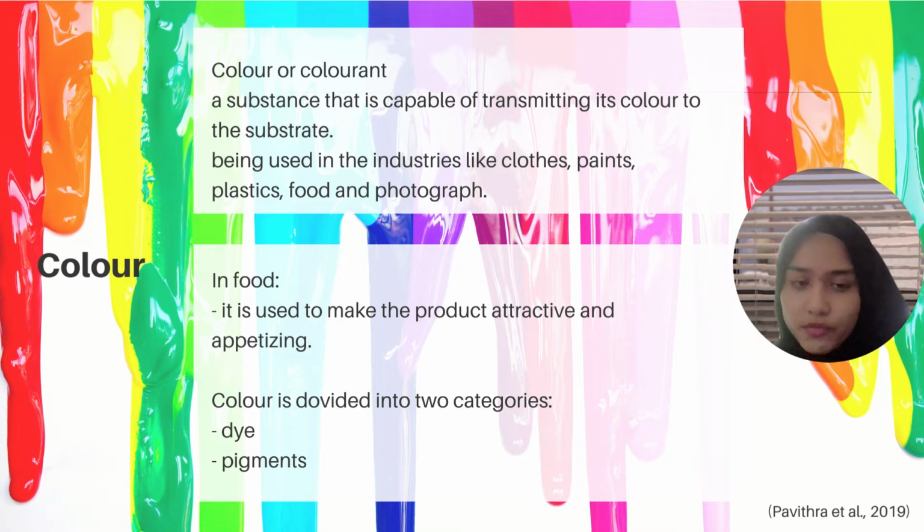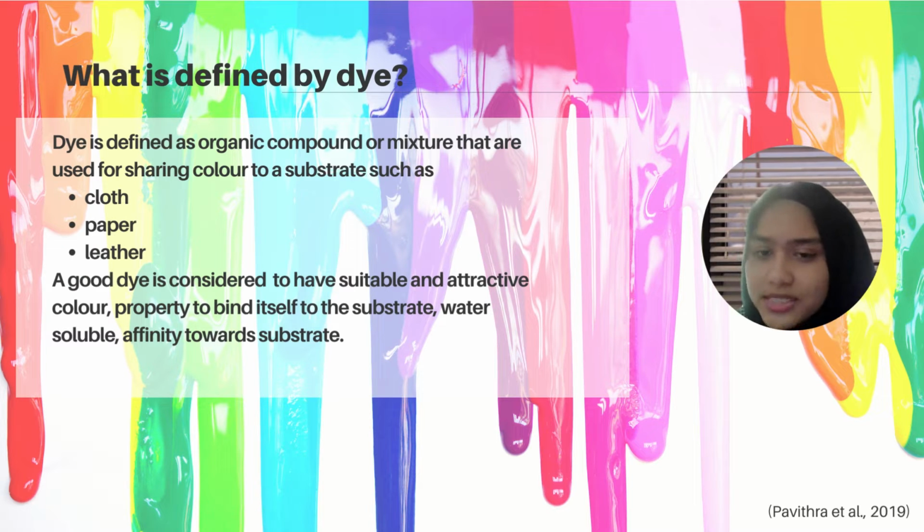This same goes to the food. Whenever we see the food is full of colors, it actually helps the food to look more appetizing. So, what is defined by the dye? Dye is defined as an organic compound or a mixture that is used for sharing its color to the substrate, which are cloth, paper, leather, and other materials.